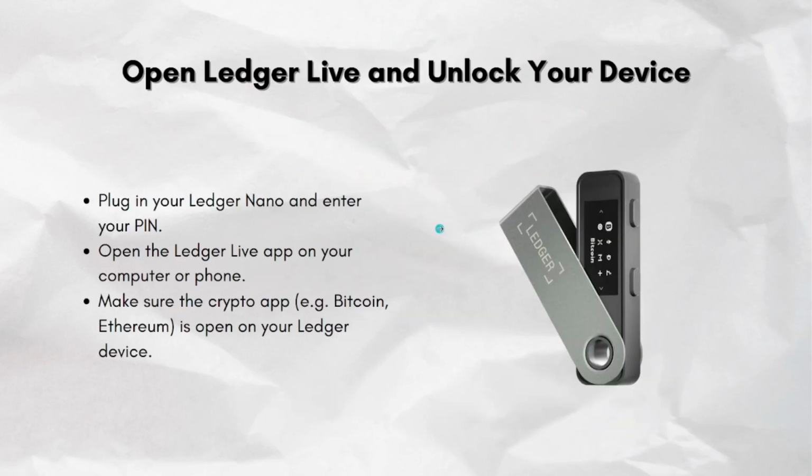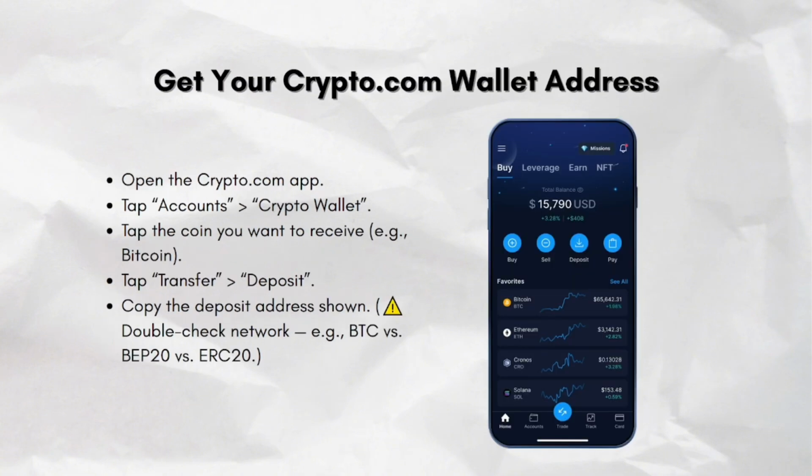So our first step, number 1, is to open your Ledger Live and unlock your device. So you have to plug in your Ledger Nano and enter your PIN. Then open the Ledger Live application on your computer or phone. And then you just have to make sure that the crypto application, so in there is Bitcoin or Ethereum, is open on your Ledger device.